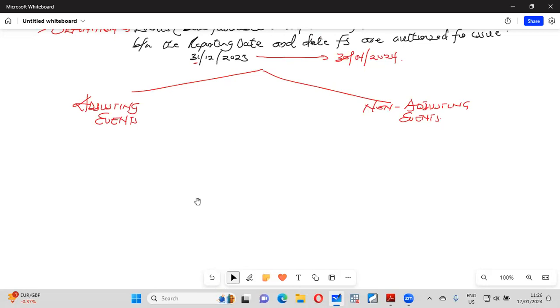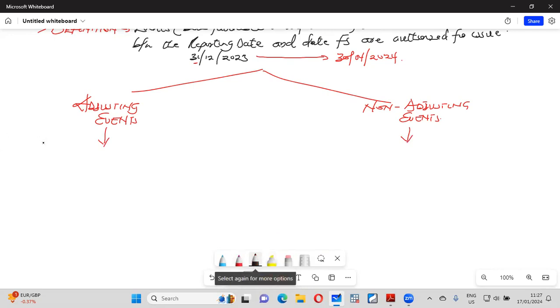But how will you know this event is adjusting, and how will you know that particular event is non-adjusting? There is a clue, and that is what I want to help you discover, because if this comes into your exam, those are the things they will ask you.